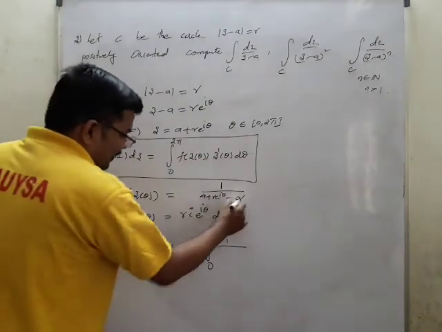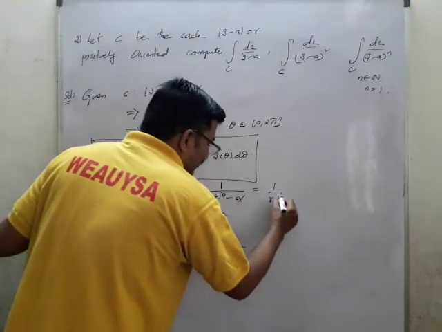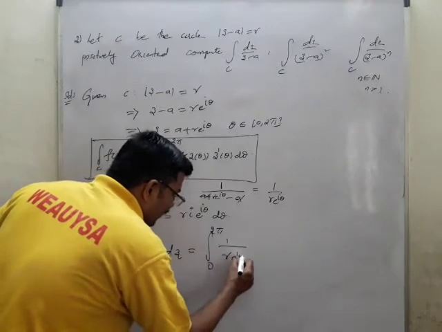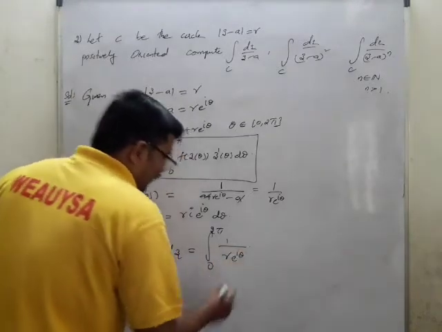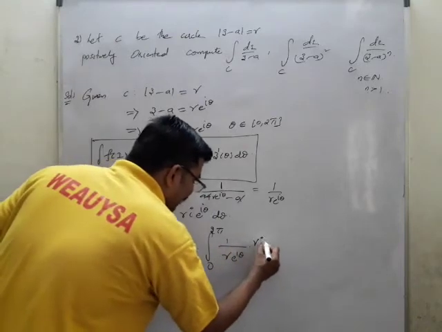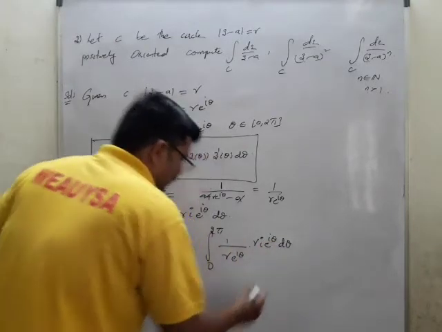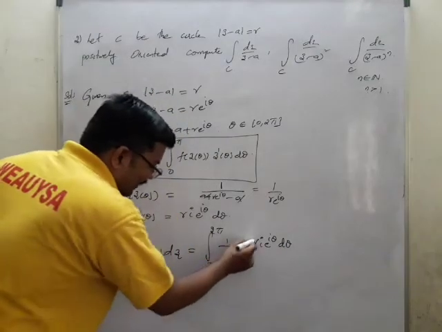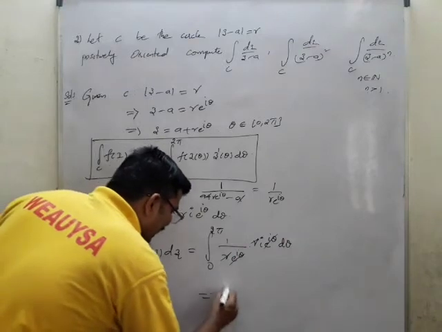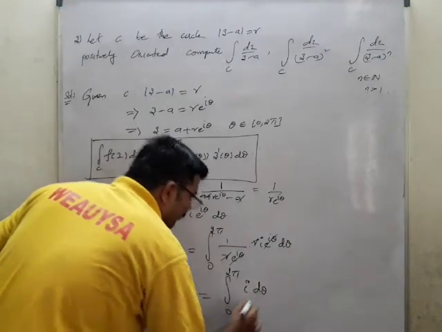So same thing, this gets cancelled. This is nothing but 1 by r e power i theta. So this is r e power i theta into z dash of theta. z dash of theta is r i e power i theta d theta. Okay, so r gets cancelled, e power i theta gets cancelled. You will be getting the integral 0 to 2 pi i d theta.